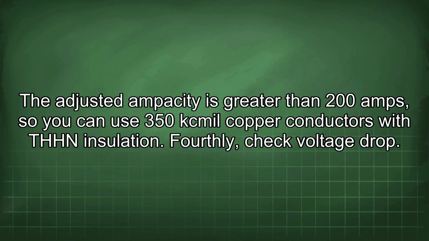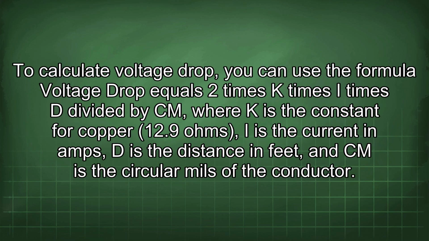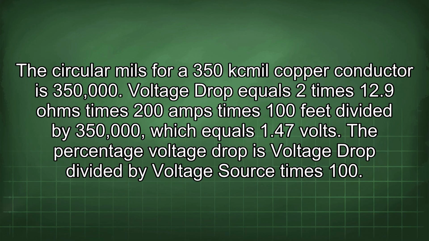Fourthly, check voltage drop. To calculate voltage drop, you can use the formula: voltage drop equals 2 times K times I times D divided by Cm, where K is the constant for copper, 12.9 ohms, I is the current in amps, D is the distance in feet, and Cm is the circular mils of the conductor. The circular mils for a 350 kcmil copper conductor is 350,000. Voltage drop equals 2 times 12.9 ohms times 200 amps times 100 feet divided by 350,000, which equals 1.47 volts.